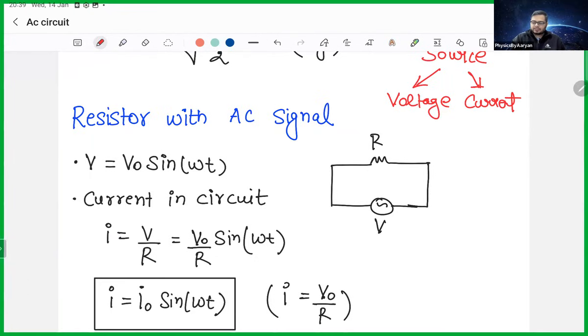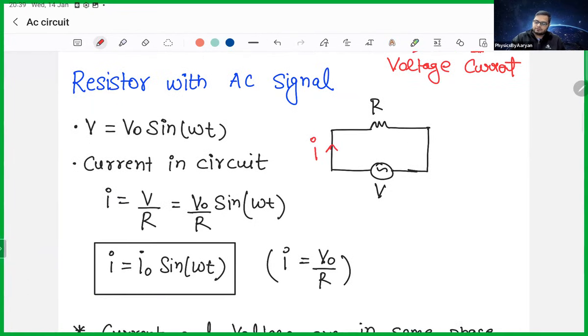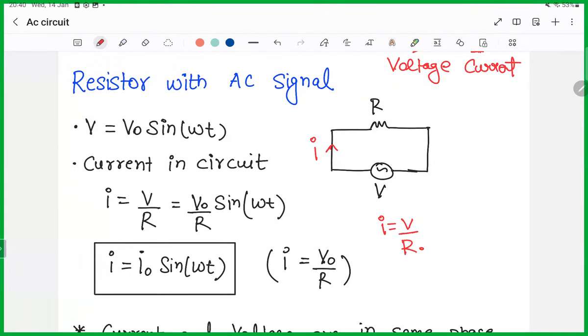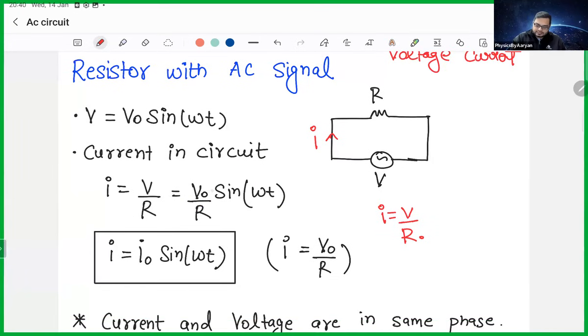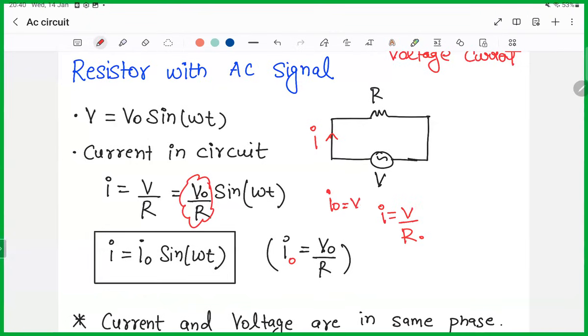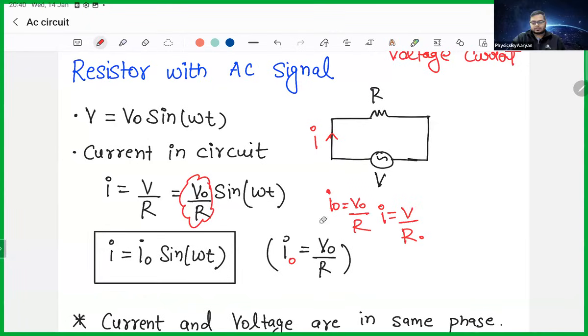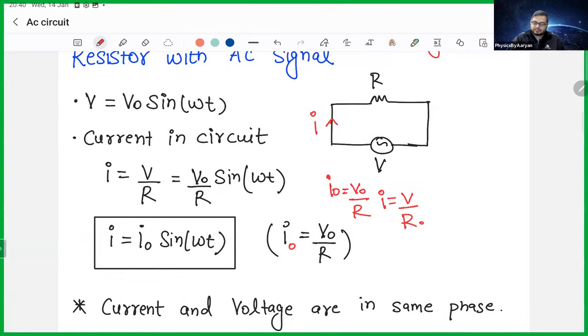Okay, if this is my voltage, then what will be the current in this circuit? So current will be given by Ohm's law, V by R. I put the value of voltage. This thing can be written as I naught, which is given by V naught by R. And here you have the sine omega t. So current is given by I naught sine omega t.